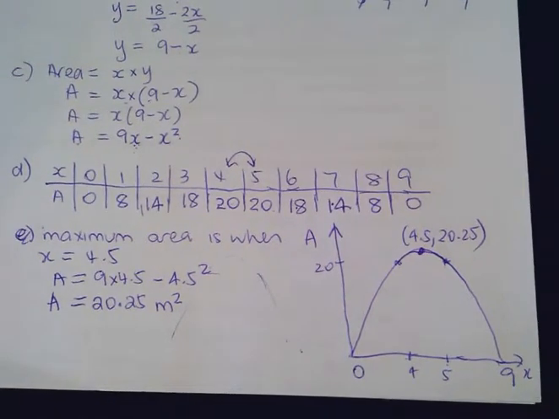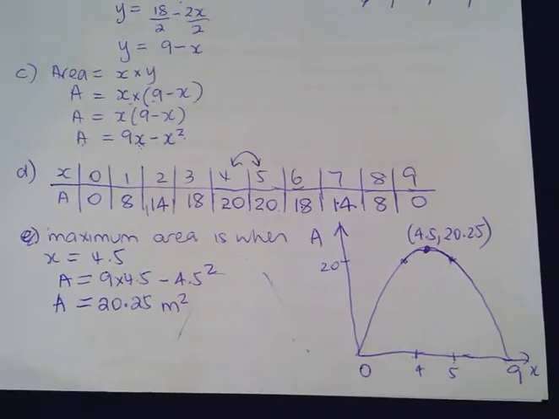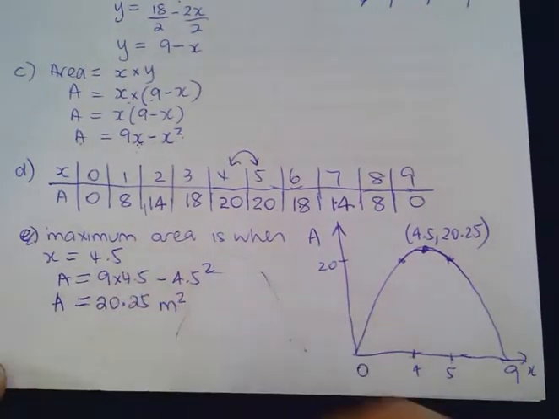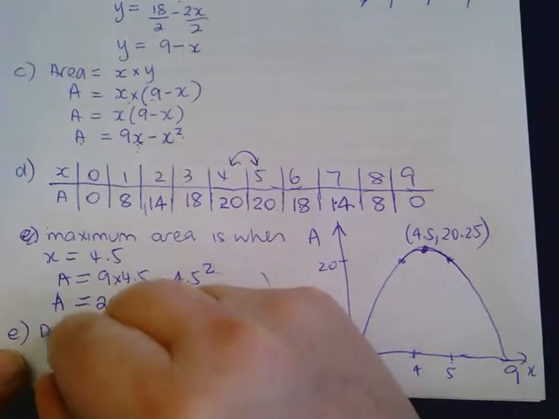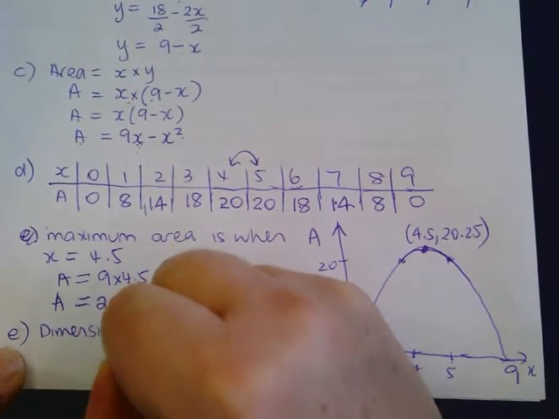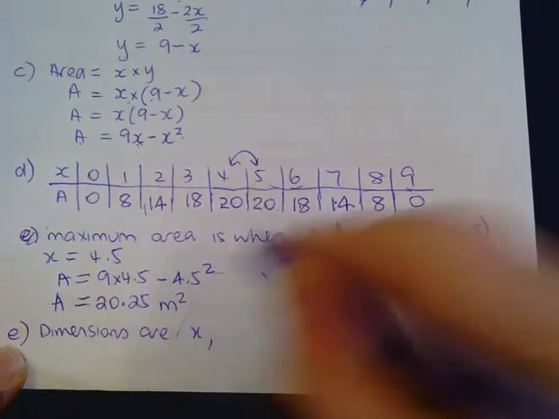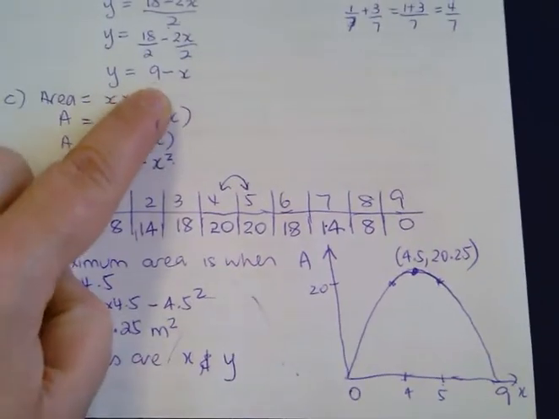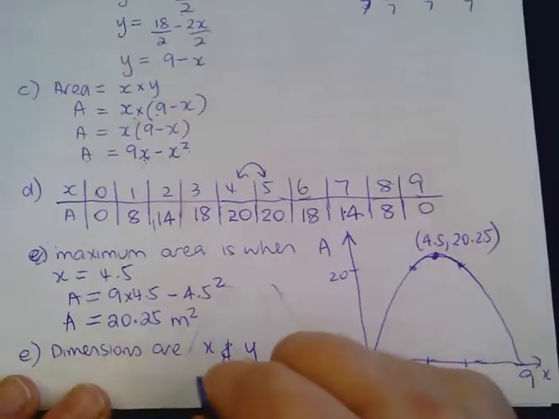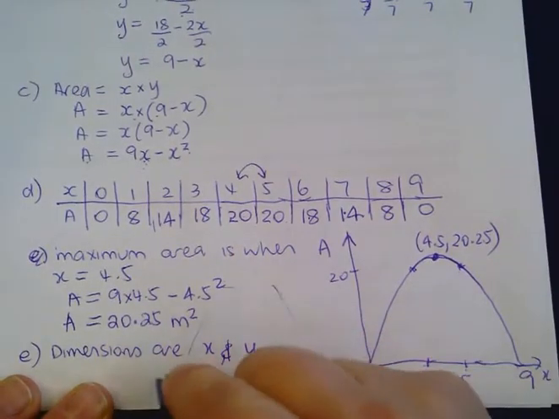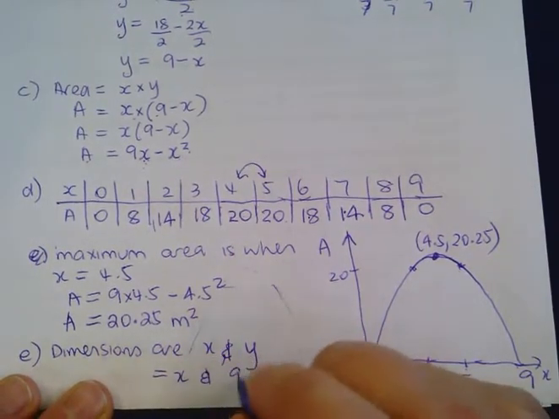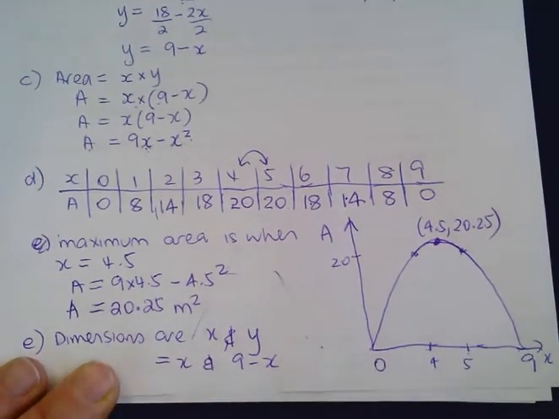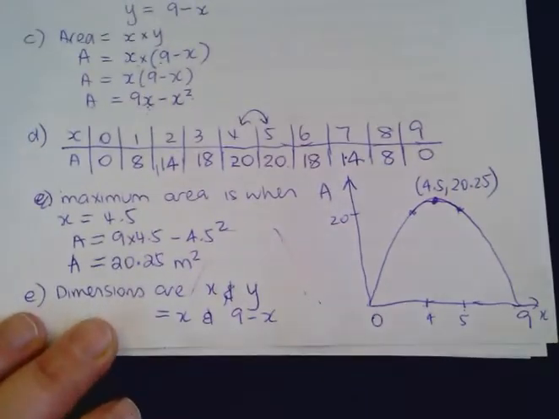And the last question is, what are the dimensions of the pen that give the maximum area? So the dimensions are x and y, but doesn't y equal 9 minus x? So the dimensions are x and 9 minus x. Are we okay? It's always a square, girls. It's always the square.